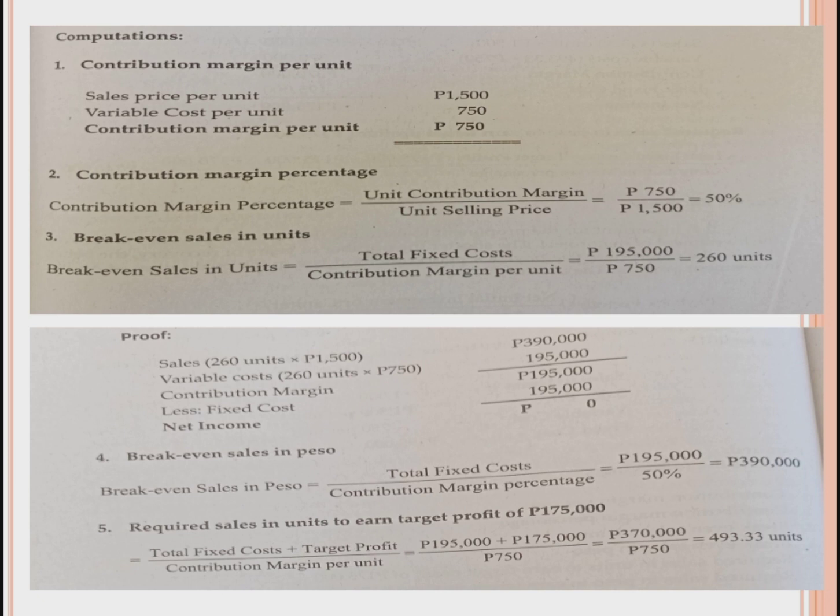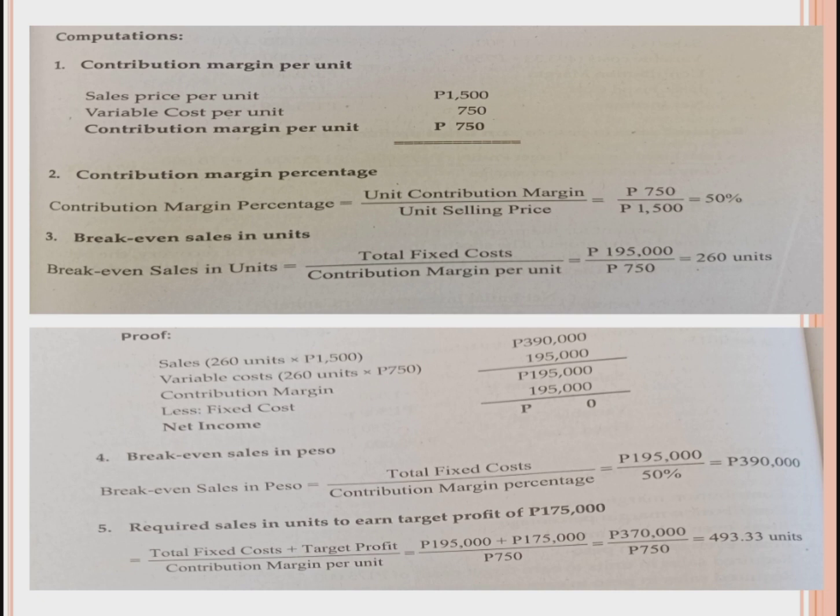Next, proof. Sales: 260 units times 1,500 comes to 390,000. Next, variable cost: 260 units times 750 comes to 195,000. Next, contribution margin 195,000, then less fixed cost 195,000, net income is 0.